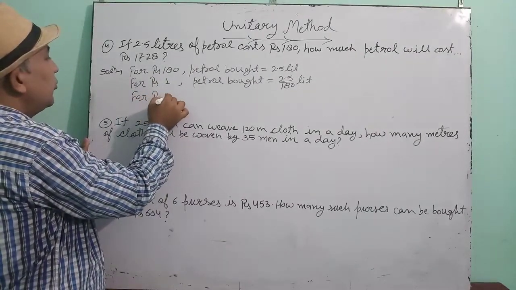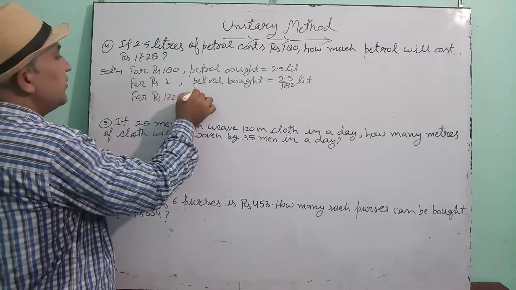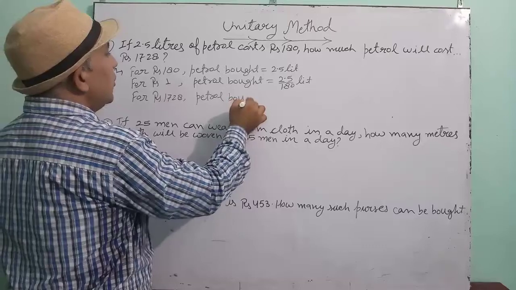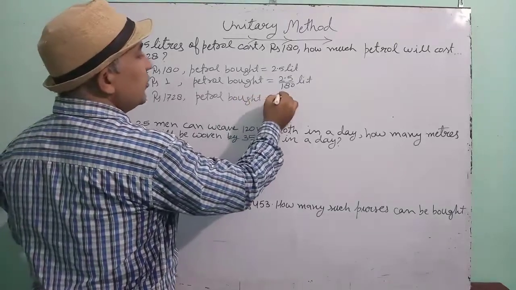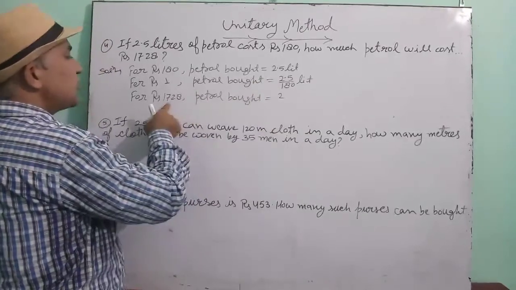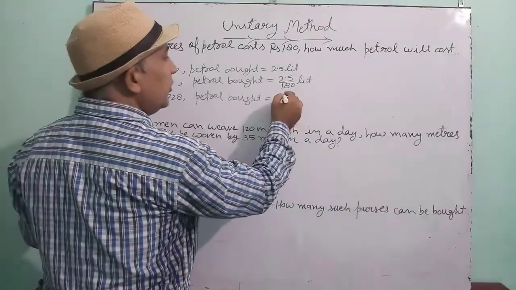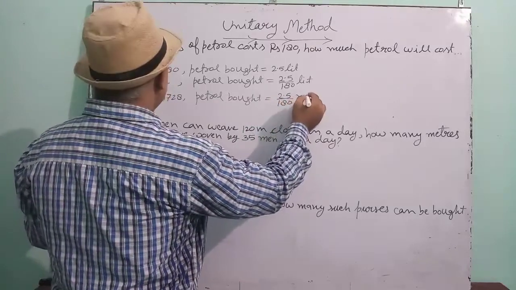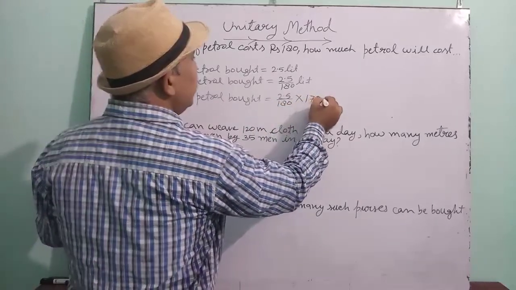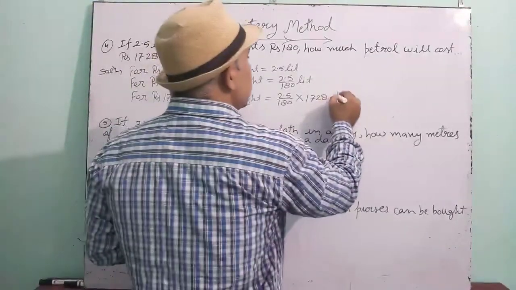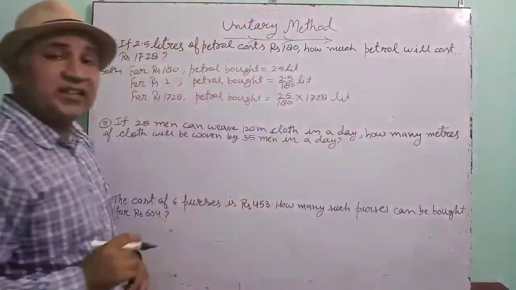for rupees 1728, petrol bought is equal to, for 1 rupee this much petrol, so for 1728 more petrol, that means 2.5 upon 180 is multiplied by 1728. Is this understood? This much.